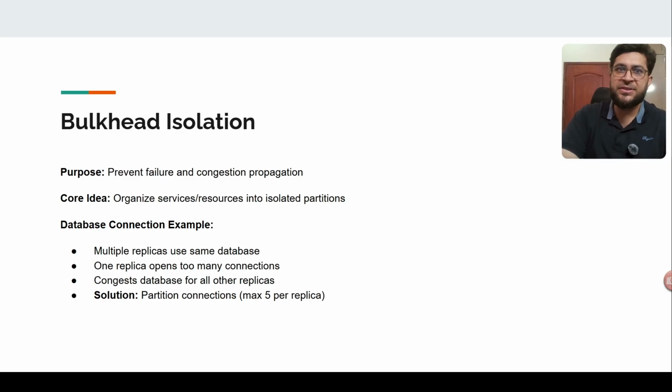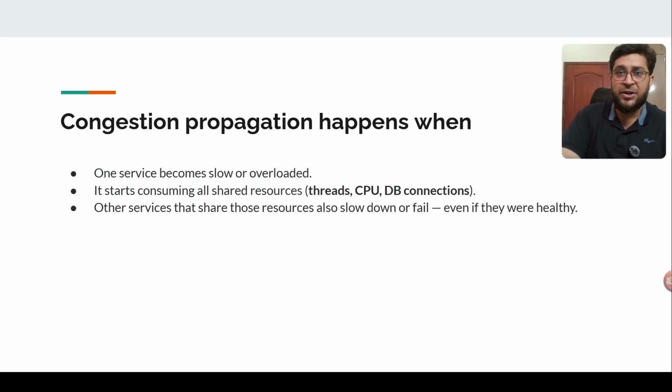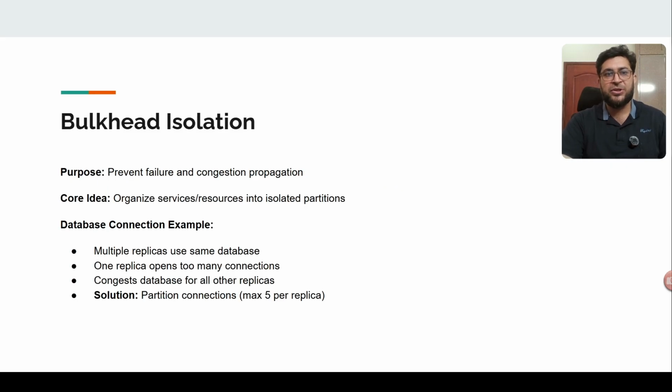Here is one point: what is congestion propagation? Congestion propagation happens when one service becomes slow or overloaded. It starts consuming all shared resources of other microservices, like threads, CPU and DB connections. Other services that share those resources also slow down. This is called congestion propagation. Bulkhead isolation prevents congestion propagation.